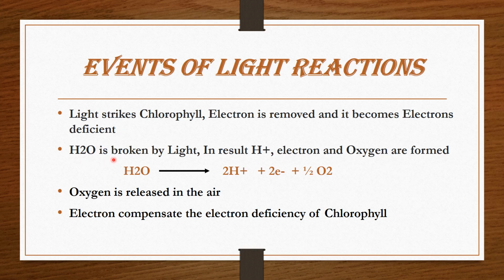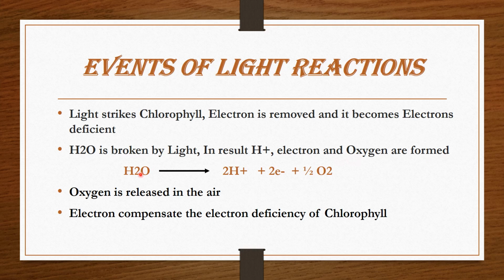The molecule of water is broken by light. H2O is broken by light. When sunlight strikes the chlorophyll, one electron is removed. Also, one water molecule is broken down by light. As a result, hydrogen ions, electrons, and oxygen are formed.